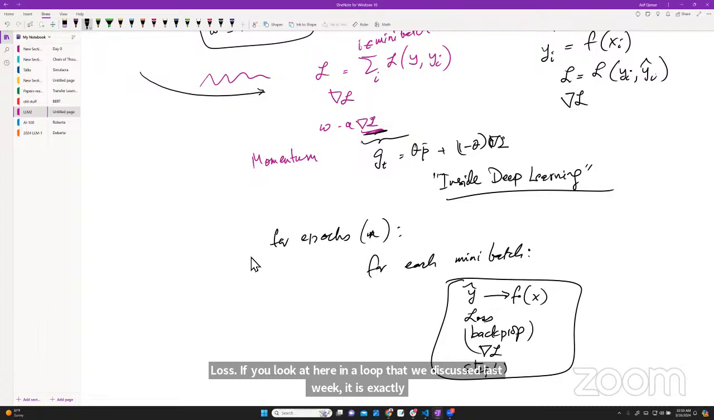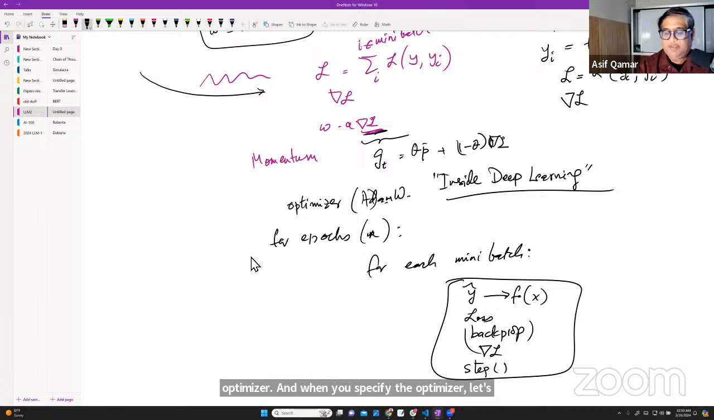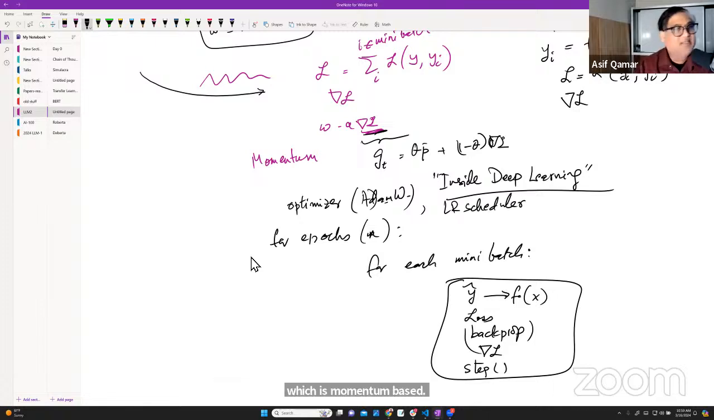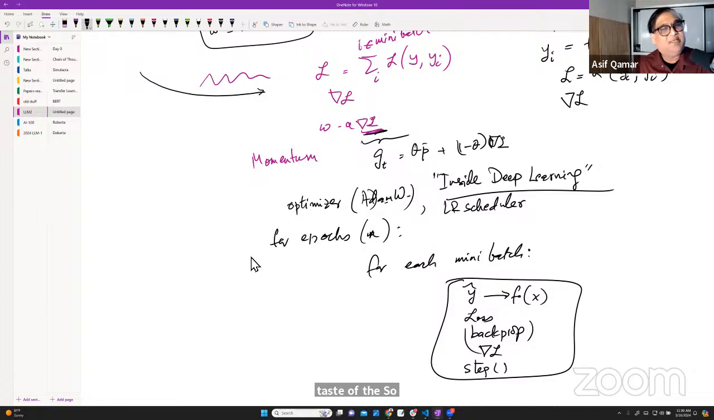And there is a small arithmetic for the learning rate. Before you start, somewhere you specify the optimizer. When you specify the optimizer, let's say that you choose AdamW, which is momentum based, right here you specify what your LR scheduler is. And by the way, in the solution, I'll show this as an illustration, because today I wanted you guys to get a taste of the LR scheduler. So you have the learning rate scheduler. Does that make sense, guys?